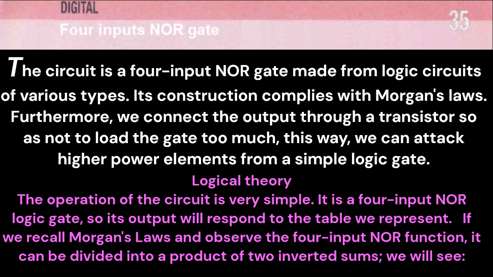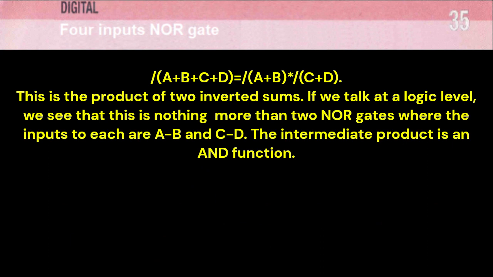Logical theory. The operation of the circuit is very simple. It is a 4-input NOR logic gate, so its output will respond to the table we represent. If we recall Morgan's laws and observe the 4-input NOR function, it can be divided into a product of two inverted sums. We will see inverse of A plus B plus C plus D equals inverse of A plus B times inverse of C plus D. This is the product of two inverted sums.